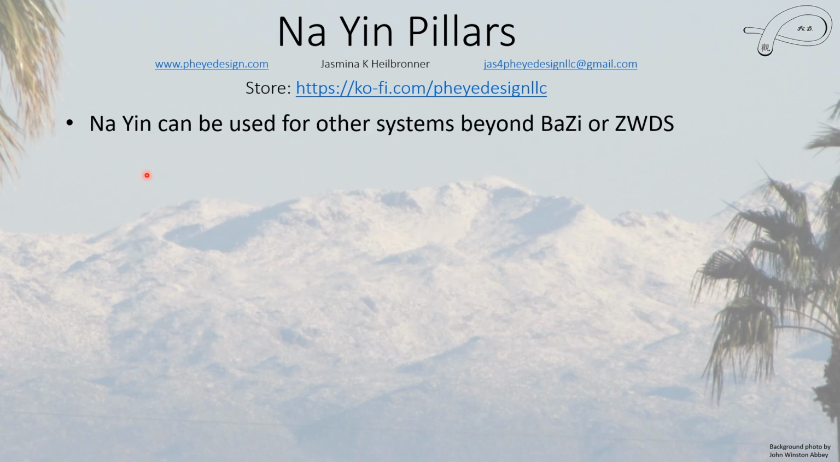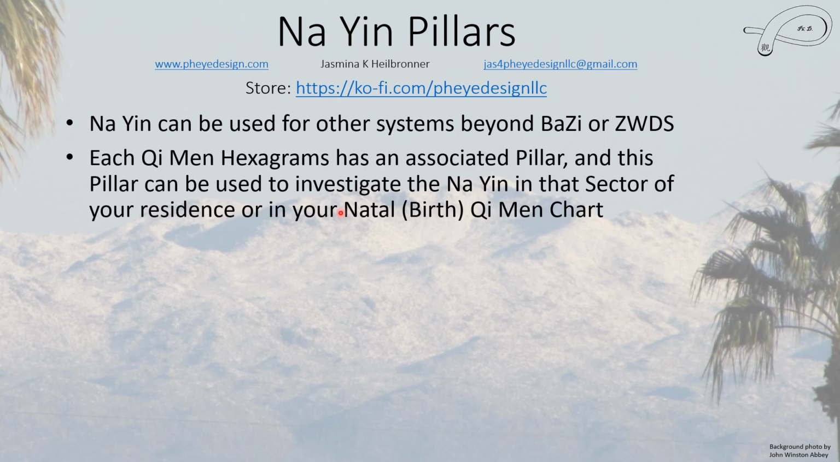Now, Na Yin can also be used for other systems beyond Bazi and Ziwei Doushu, although it's, let's say, a minor part, but it does help you understand certain things. So each Qi hexagram has an associated pillar. And this pillar can be used to investigate the Na Yin in a sector of your residence or even in a palace or sector of your Qi birth chart, which Joey Yap calls destiny chart, but I don't believe in destiny or fate.